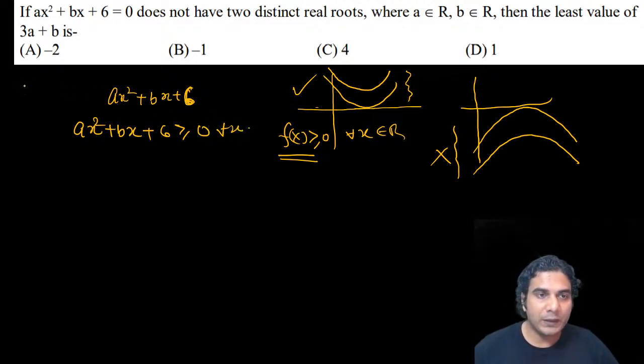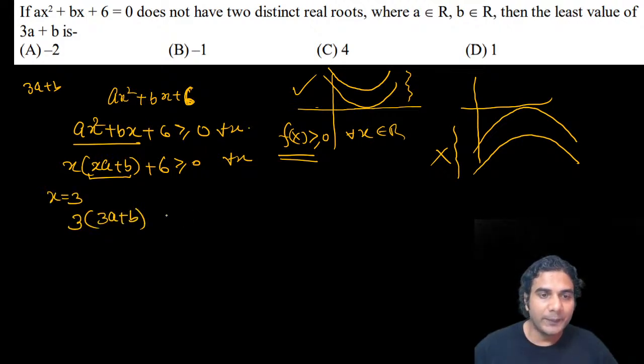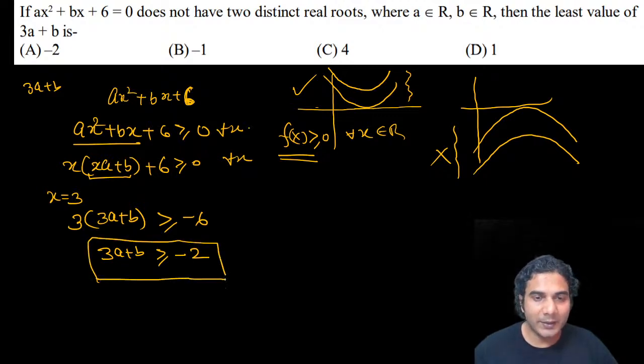Now see, when will you get 3a plus b? If you take x common from this, it is x(ax plus b) plus 6 is greater than or equal to 0. So whether it is 3a plus b or 4a plus b or 5a plus b or 6a plus b, you can get that by putting the value of x in this. You can put any value of x in this. So if you put x equal to 3, you can write 3 into (3a plus b) is more than or equal to minus 6, all right? And then you get 3a plus b will be more than or equal to minus 2. So it is always either greater than minus 2 or equal to minus 2. So the minimum value is minus 2.